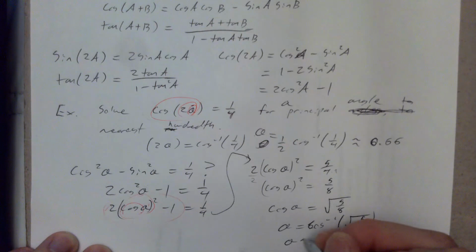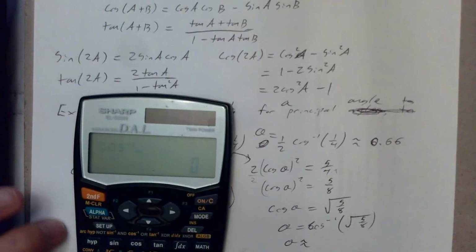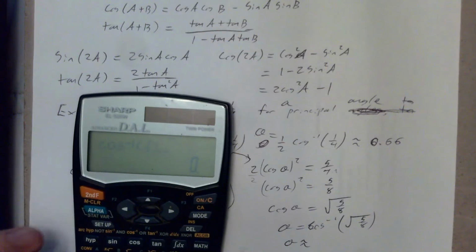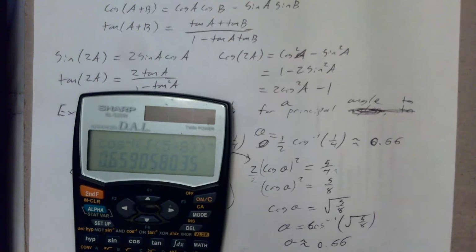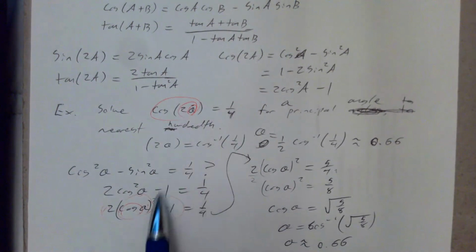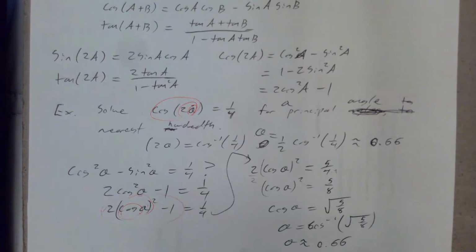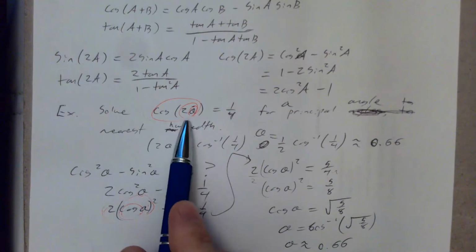And I wonder what happens if I type this in. Inverse cosine of the square root of 5 divided by 8. Hey, look at that. 0.66 radians. Okay. This was not a good idea. It was not a better approach. Okay, there was no need to get rid of a double angle.